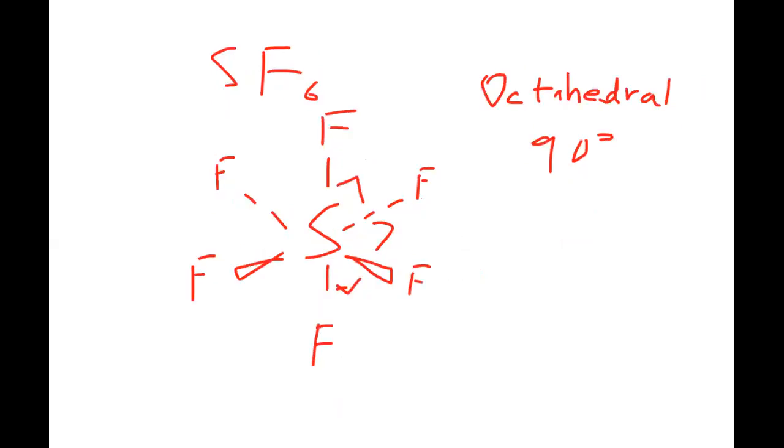Next is SF6, when the central atom is surrounded by 6 pairs. Over here, all 6 are bond pairs. So the angles are 90 degrees and the structure is octahedral.